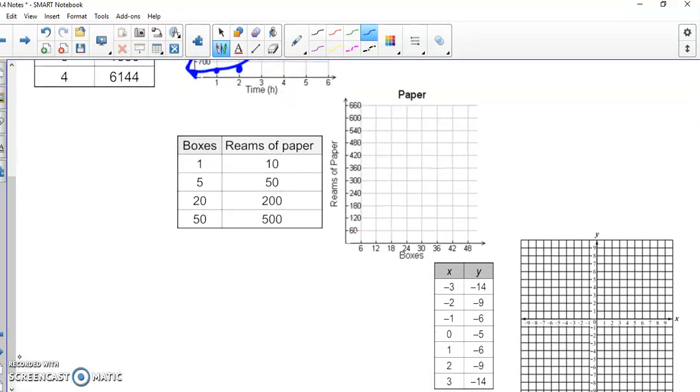Okay, the next one, go ahead and graph that out. So we've got 1, 10, 5, 50, 20, 200, and then 50, 500. Right here. Okay, so this one, if I connect all of those, they should make pretty close to a straight line. So this one would be linear.